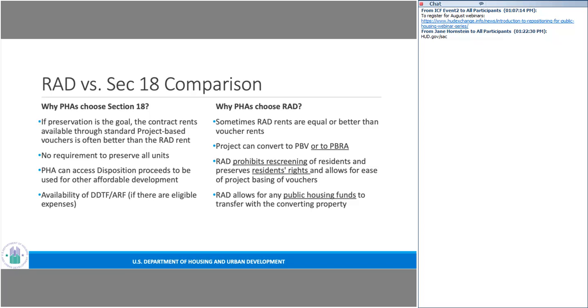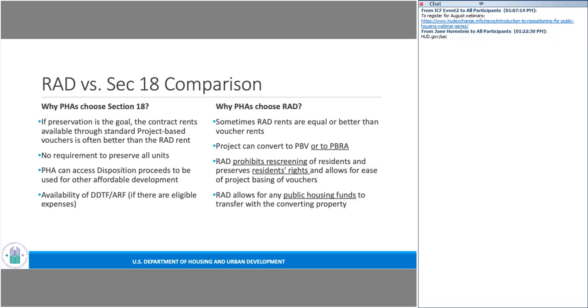Again, this is particularly relevant if residents in your community are worried about losing some of the rights they enjoy under the public housing program related to resident participation or grievance and termination procedures. RAD preserves those things. But also if you have over-income residents or other conditions where the resident would not be eligible for the voucher program, under RAD, the resident can't be rescreened and is automatically admitted.